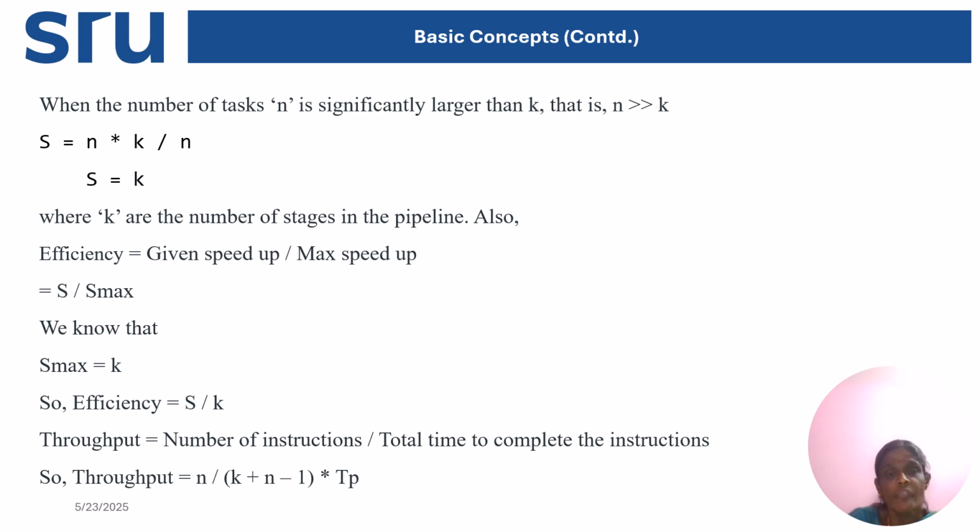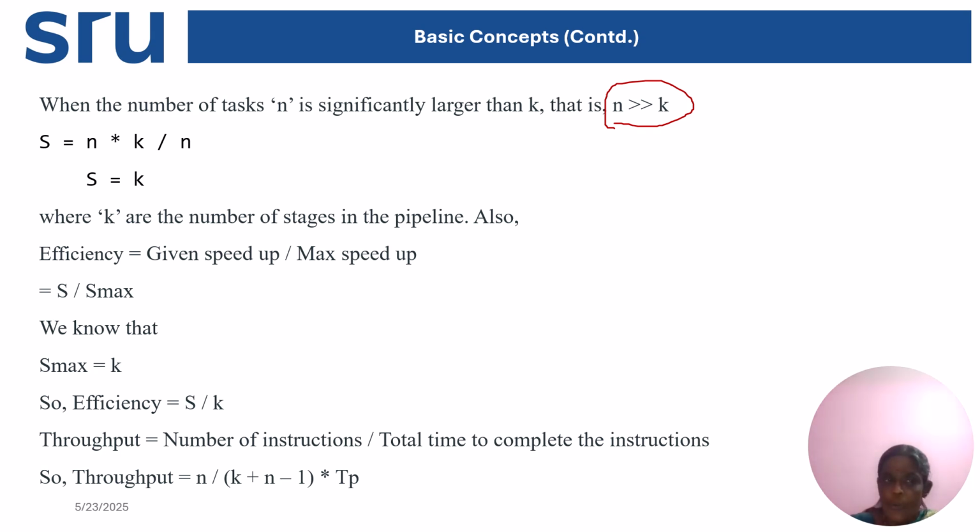Next, when the number of tasks n is significantly larger than k. What is the meaning? If one instruction is divided into 4 segments, but the number of instructions is 8, or 7 or 9. Anyway, the number of instructions is more than the number of divisions. That is the meaning. Then n is far greater than k. So this is the condition we are now assuming.